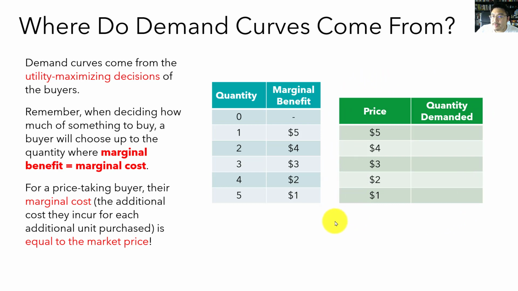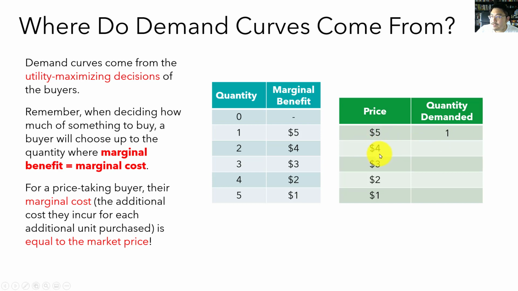Okay, so how do we do that? First, let's consider, what if the price is $5? If the price is $5, then the marginal cost for this buyer is $5, right? And they're going to buy up to the quantity where marginal benefit equals marginal cost. So they're going to buy up to the quantity where marginal benefit equals 5, right? And so that's at 1 quantity, right? Marginal benefit is 5. So when the price is $5, the amount that this person is going to buy is 1, right?